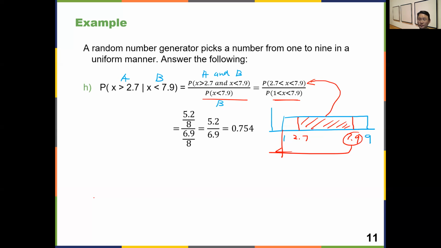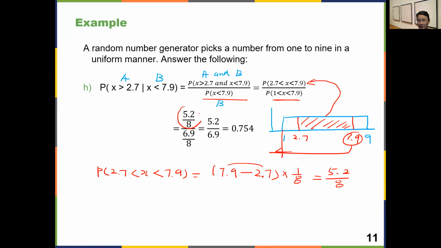So, I can just put it here. If I write it again, probability of 2.7 < X < 7.9. How do we do this? Well, 7.9 minus 2.7 times 1 over 8, right? If you do this part, that's 5.2 divided by 8. And that's what we have right there.